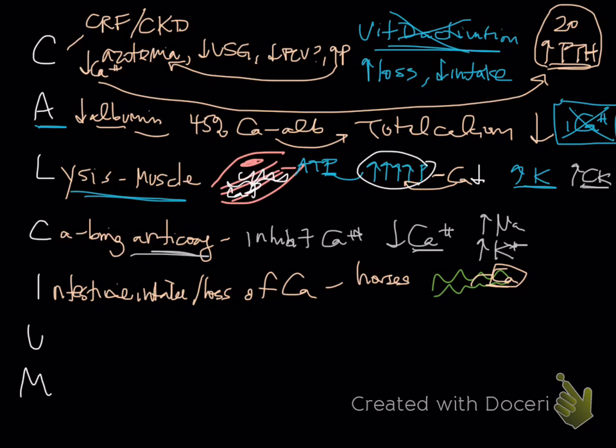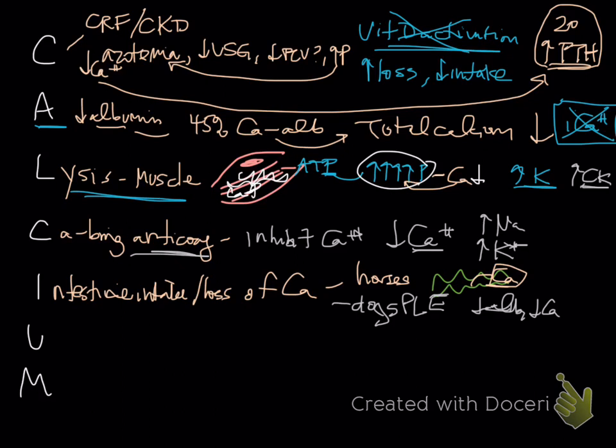Other animals, especially dogs with protein-losing enteropathy, so dogs with PLE, can have a low calcium. This is due to low albumin, and it's also due to decreases in calcium itself because of decreased intake and decreases in magnesium, which then further exacerbates the low calcium.